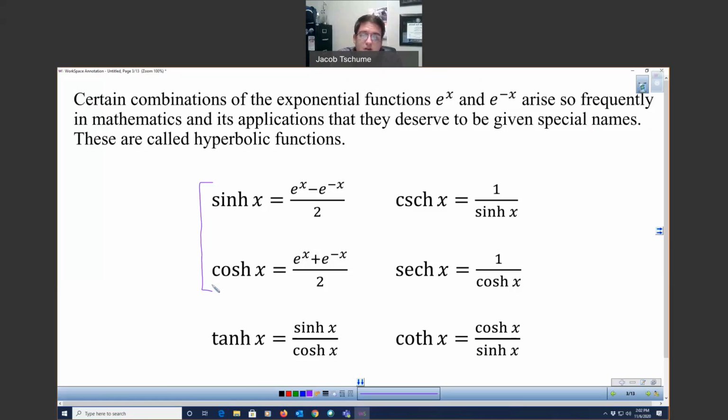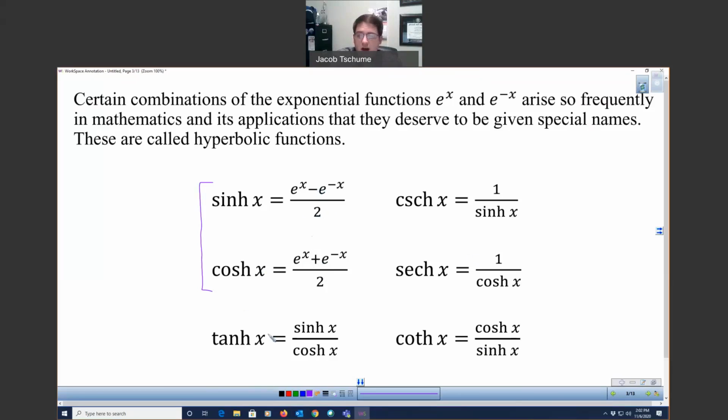As you can tell, they look very similar to how you wrote trig functions, except you add an h after your sine and your cosine and all the rest of these. That just represents hyperbolic. So a hyperbolic sine function is defined as e to the x minus e to the negative x, all divided by 2. And hyperbolic cosine is defined as e to the x plus e to the negative x, all divided by 2. So they're very, very similar to each other. Hyperbolic sine has subtraction. Hyperbolic cosine has addition.